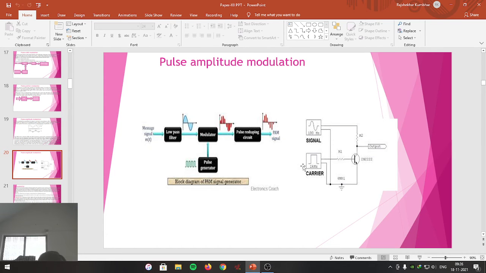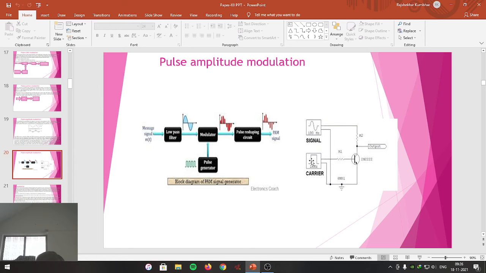The same circuitry is represented here. So this is the linear modulator. By using a transistor, one can construct the amplifier. This is the signal to be modulated, and this is the pulse carrier. This information is here, and this pulse carrier is represented here, and this is the modulator circuitry.